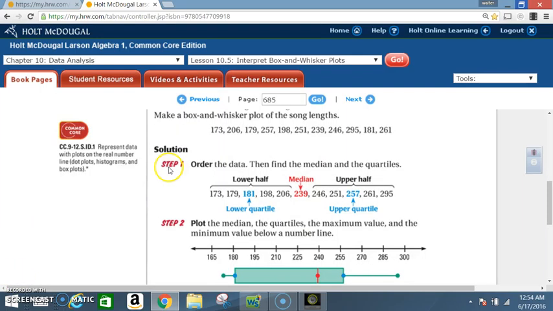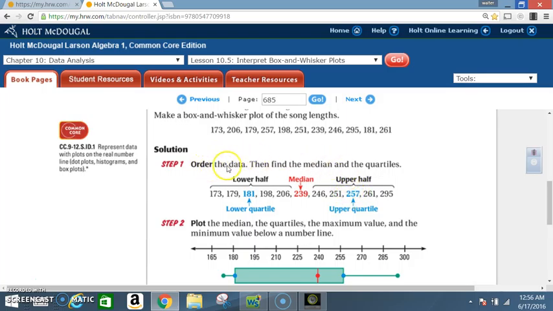Solution. Step 1. Order the data. In other words, put the numbers in order from least to greatest. Then find the median and the quartiles. As you can see, we put the numbers in order from least to greatest. The first thing it tells us to find is the median, and the median is the number in the middle. That's our median. Then we find the median of the lower half, that's 181. And then we find the median of the upper half, that's 257.